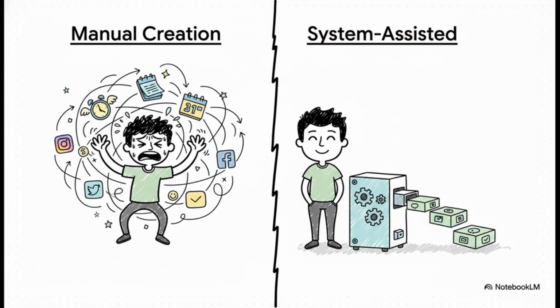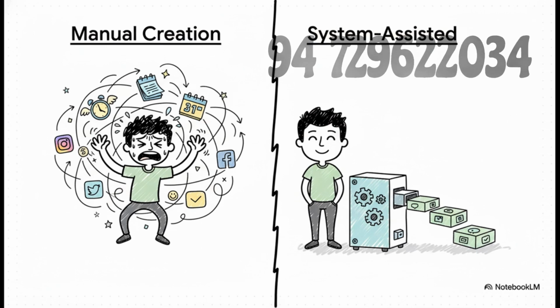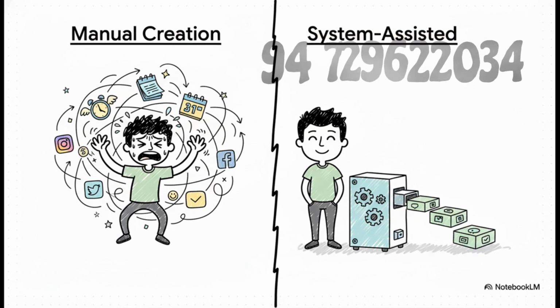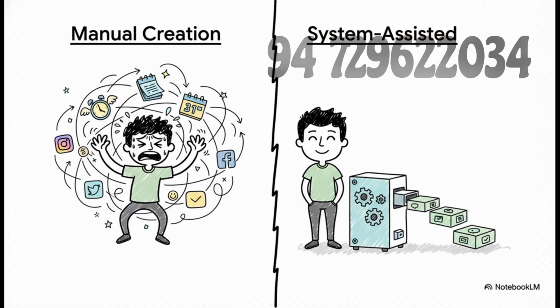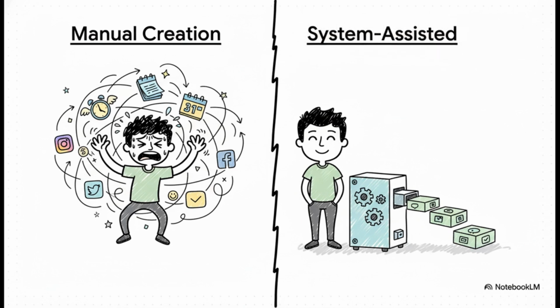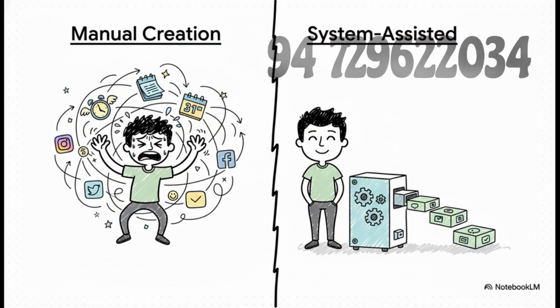I mean, just look at this. On the left, that's the reality for so many creators, right? It's slow, it's stressful, you're always feeling like you're one step behind, just chasing trends. But on the right, that's the promise of the machine. Pure speed, consistency, and a workflow that's actually manageable. It's all about trading that high stress for smart structure.